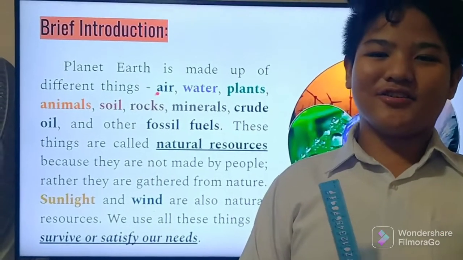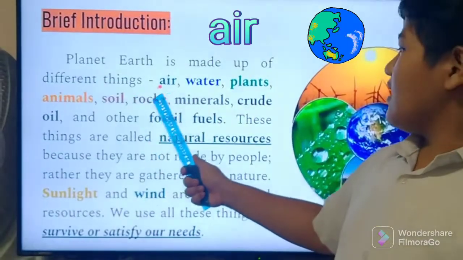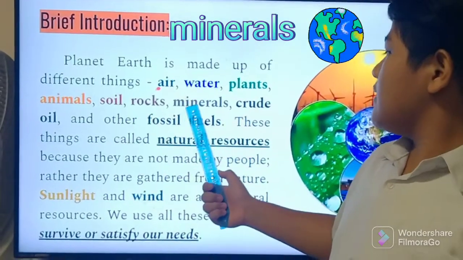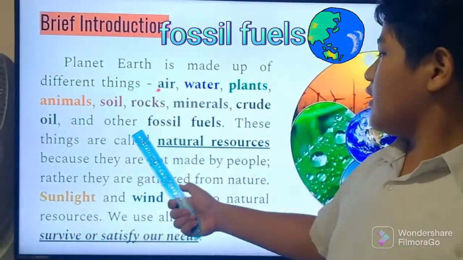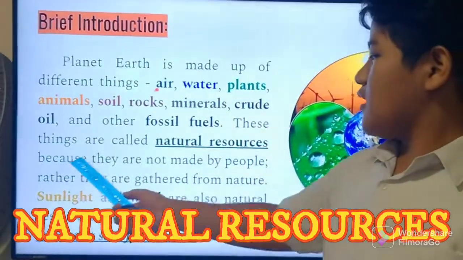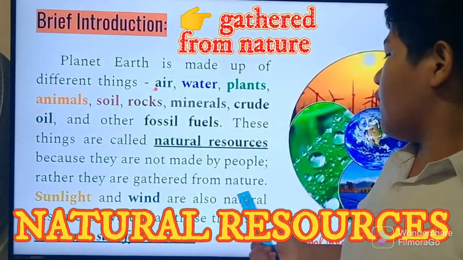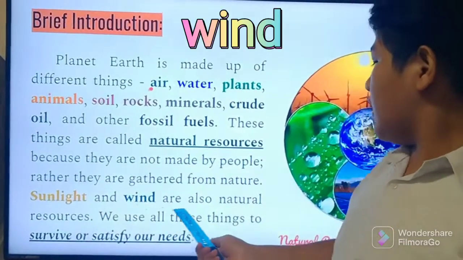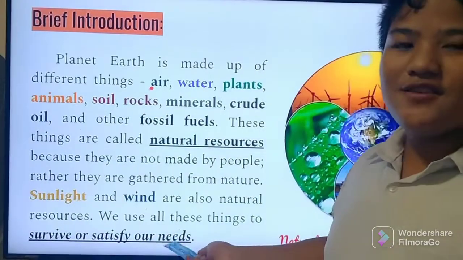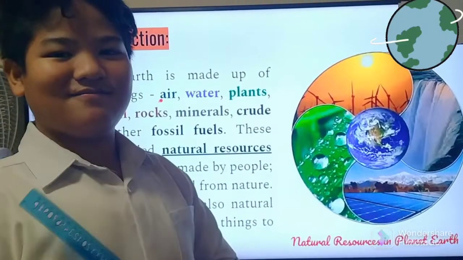Here is a brief introduction. Planet Earth is made up of different things like air, water, plants, animals, soil, rocks, minerals, crude oil, and other fossil fuels. These things are called natural resources because they are not made by people. Rather, they are gathered from nature. Sunlight and wind are also natural resources. We use all these things to survive or satisfy our needs. This is the example of natural resources in planet Earth.